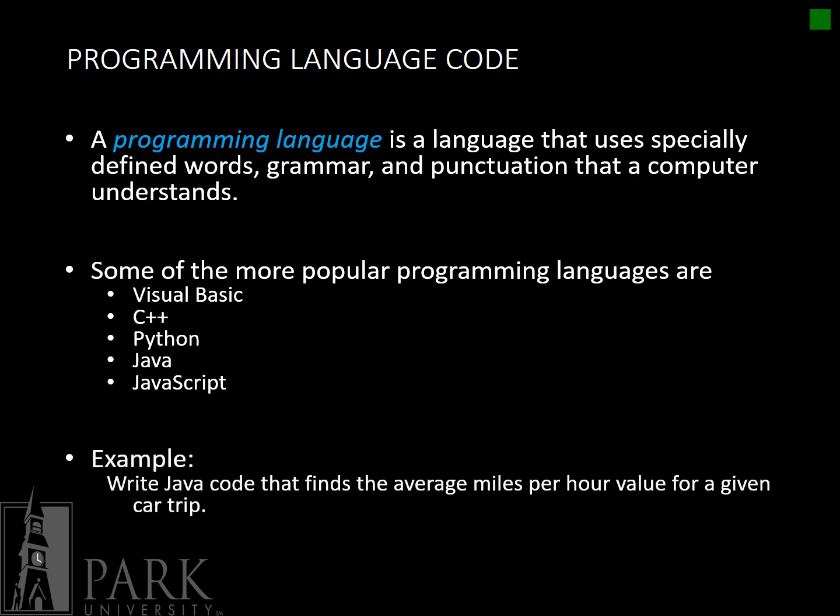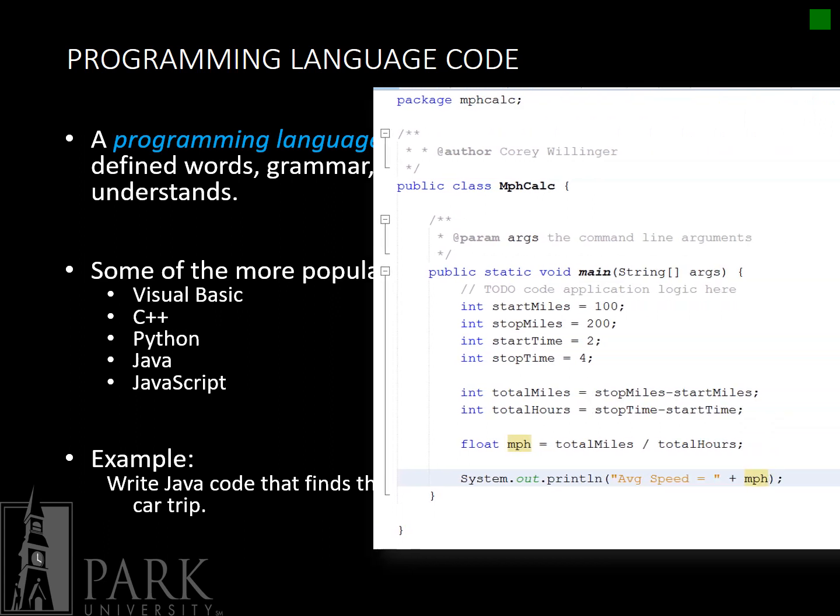Okay, so now we're going to take that, knowing that Java is a particular programming language, and we're going to write code that finds the average miles per hour value for a given car trip. That was the same thing that we did earlier with the pseudocode, but we're going to actually write it in Java. So what does that look like?